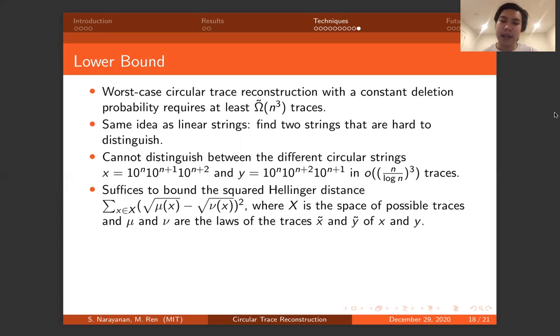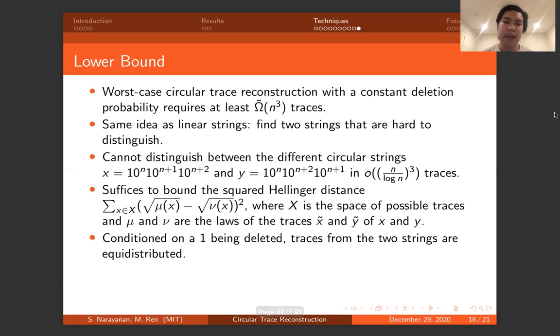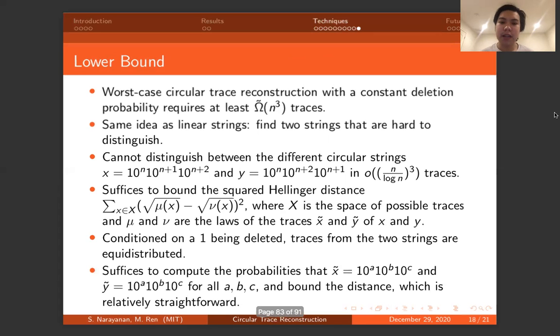And to get a bound like this, we essentially want to bound the distance between the distribution on possible traces for x and y. And by some folklore results about the Hellinger distance, this will give us the desired n cubed bound. And to work with the distributions, we first note that if we condition on a 1 being deleted in the channel, then the resulting traces of x and y have the same distribution. And otherwise, we just need to compute the probability that we see 1 followed by a zeros, followed by 1 followed by b zeros, followed by 1 followed by c zeros. And this is a relatively straightforward computation and bounding.